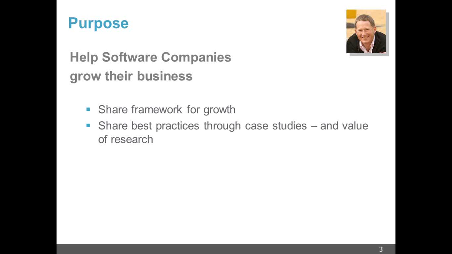And we'll be looking at business growth today in the context of the value of using data and market research to support your decision-making. Whether you do that research in-house or leverage a company like Business Advantage to do professional research, we think that the framework and the case studies and best practices we'll be discussing today around business growth for software companies will be very useful.